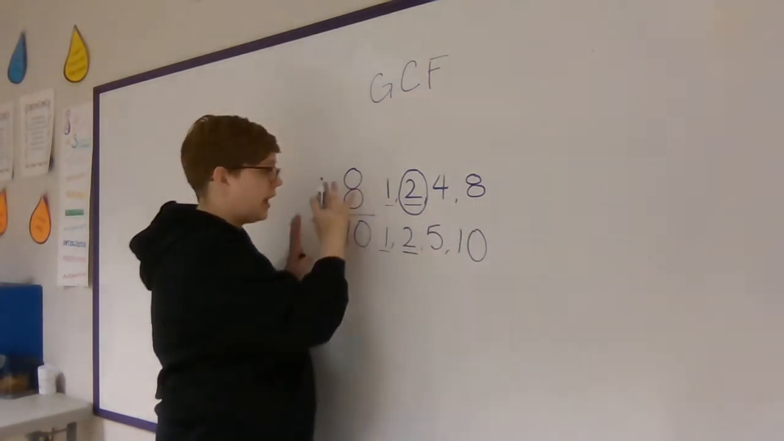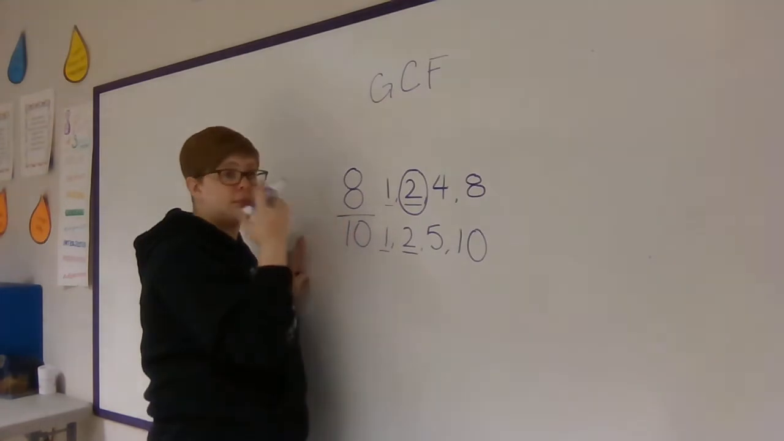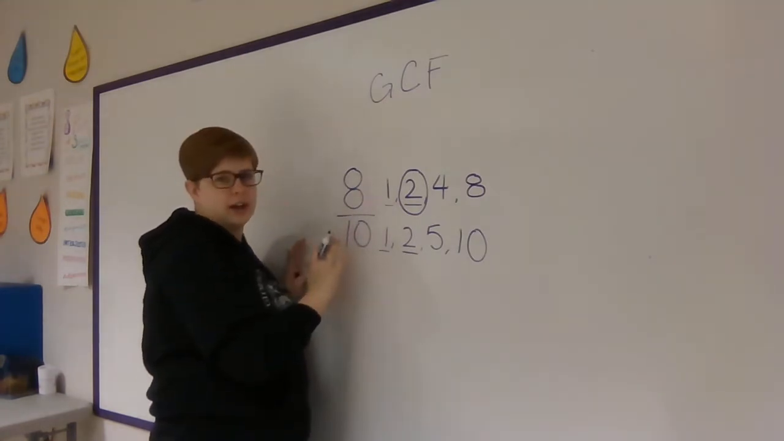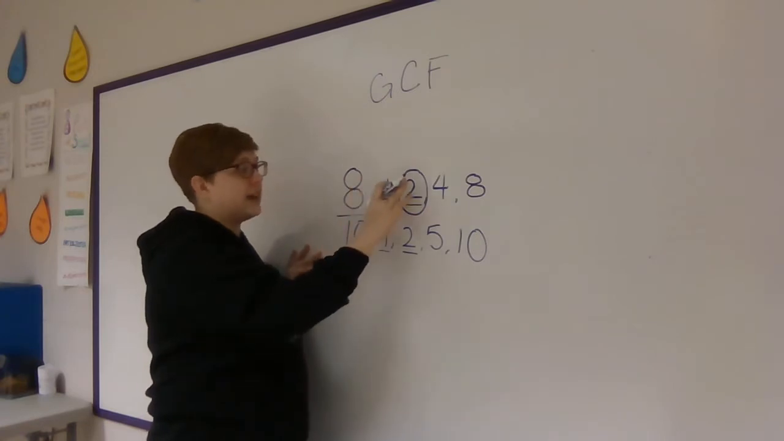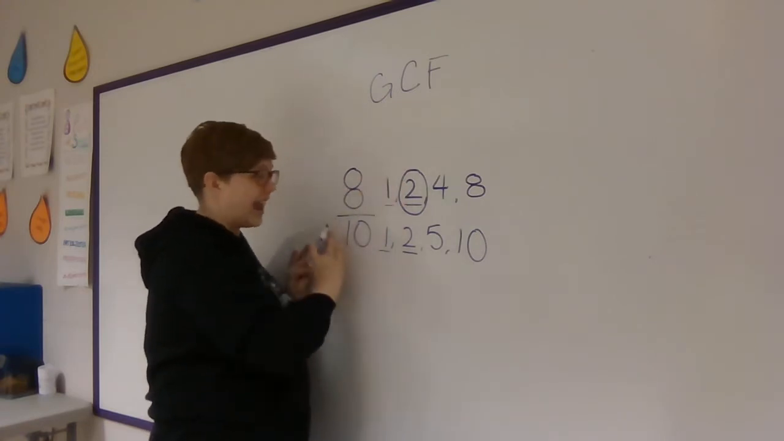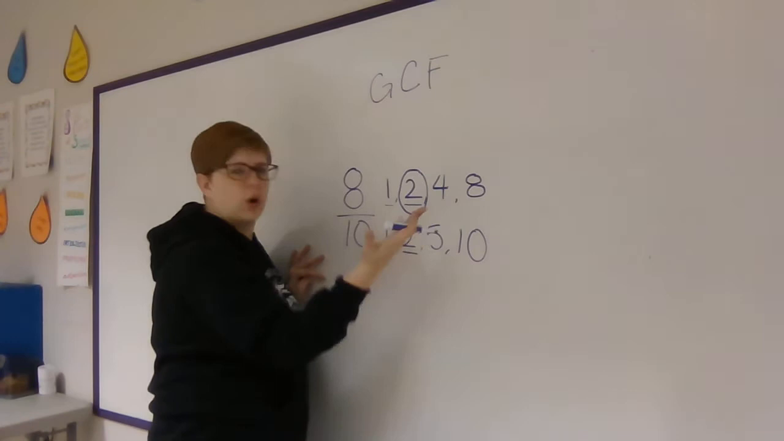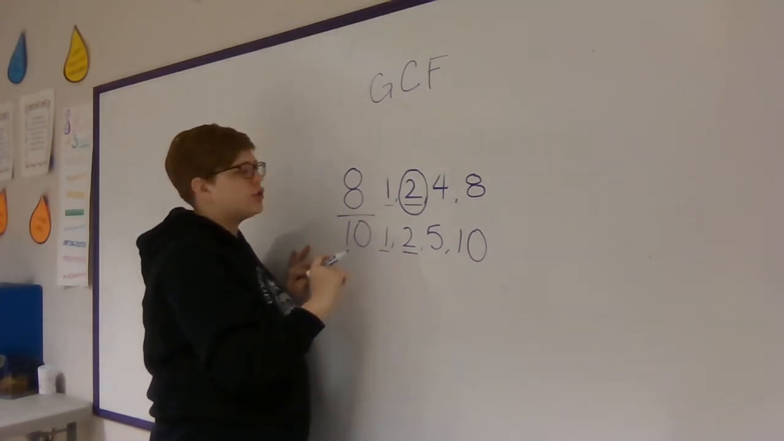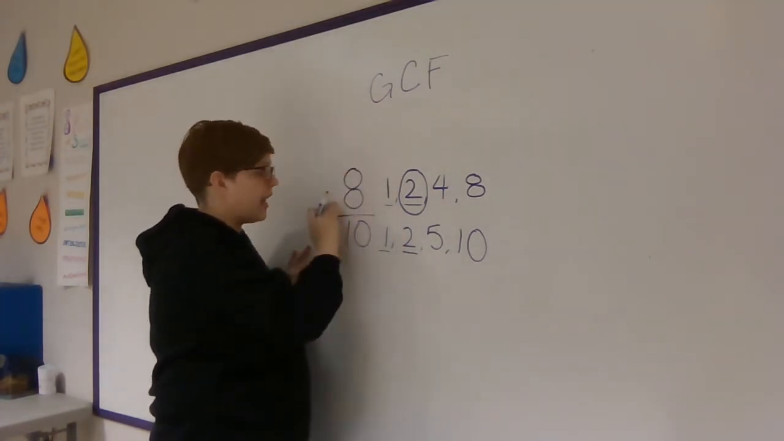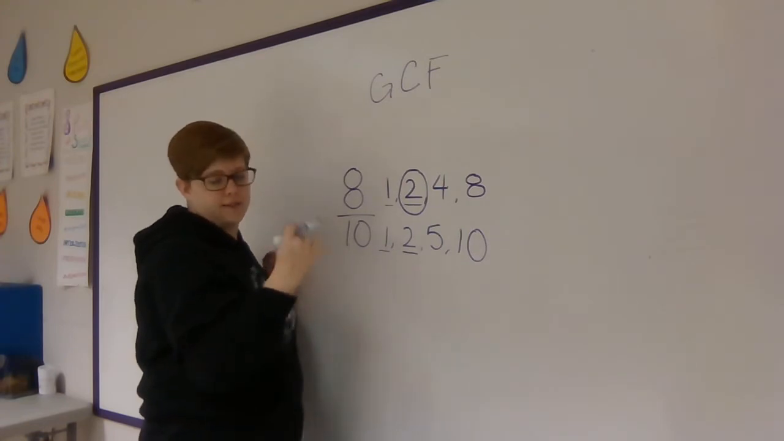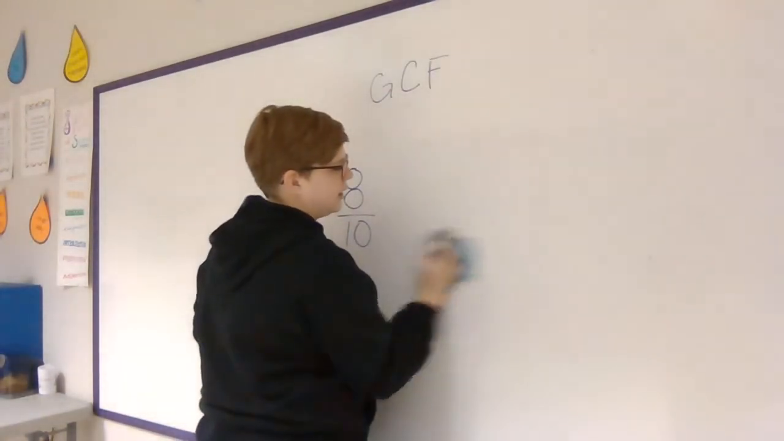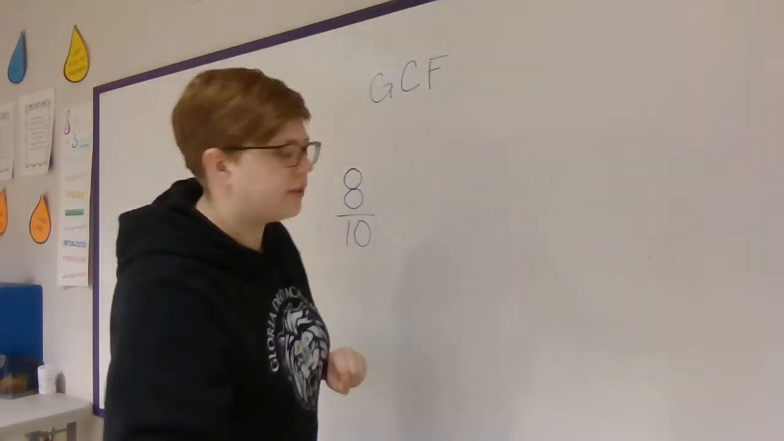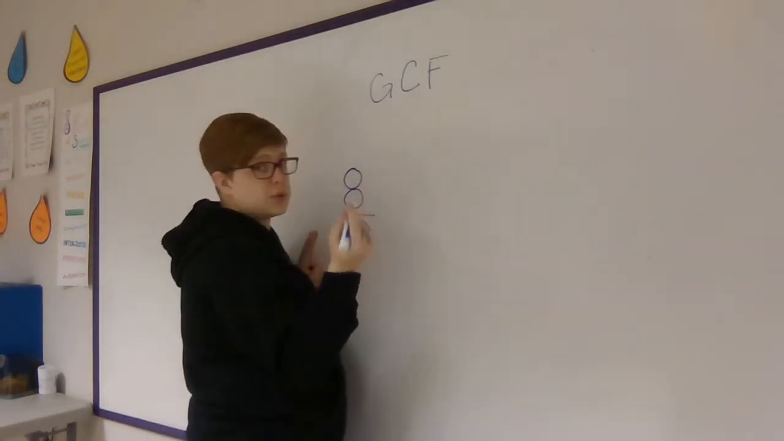8 and 10 are the highest numbers, or 4 and 5 are the highest numbers that I can divide both sides by. They're higher than 2, but I can't divide both 8 and 10 by 4 or 5. Okay? So I can divide both 8 and 10 by a factor of 2. So let's do that really quick. We did it a little bit ago, but just for a refresher. So now I know that 2 is what I'm going to divide by.